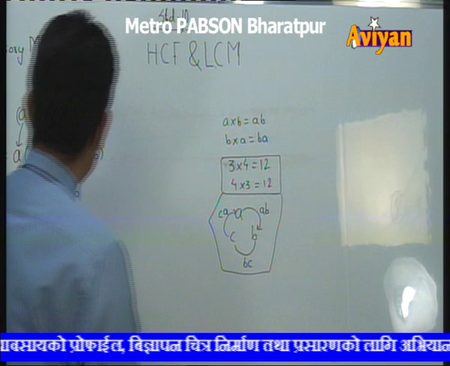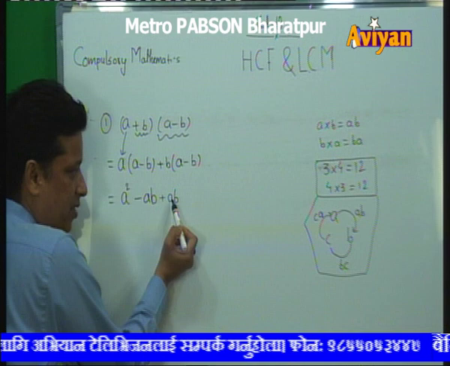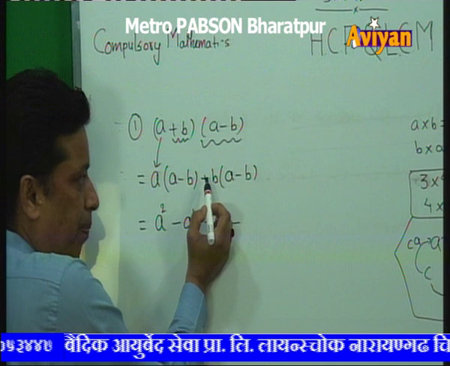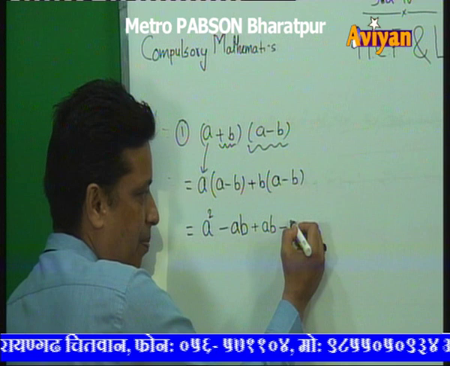Okay, I was here last time. Here B multiplies A, it becomes AB. Now plus and minus, it becomes minus. Plus multiplies minus, it becomes minus. B multiplies B, it becomes B square.